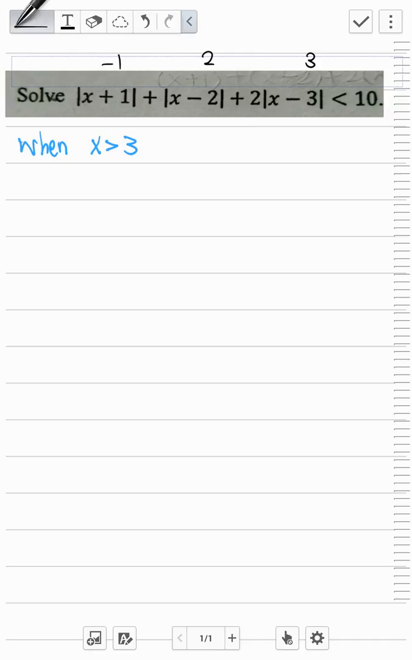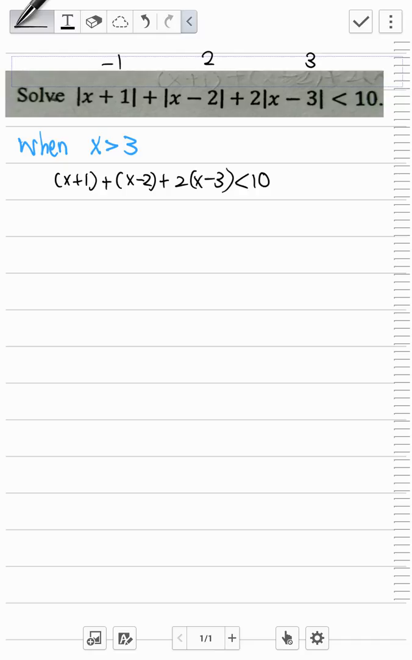And the same thing happens for this and this as well, because anything greater than 3 when added to 1 will be a positive number. When it's a positive number, the modulus doesn't matter. 3 minus 2 is a positive number, and any number greater than 3 minus 2 is positive. So I remove the modulus. So when x is greater than 3, I can just change the equation to x plus 1 plus x minus 2 plus 2 times x minus 3. It won't make a difference whether I put the modulus or not.